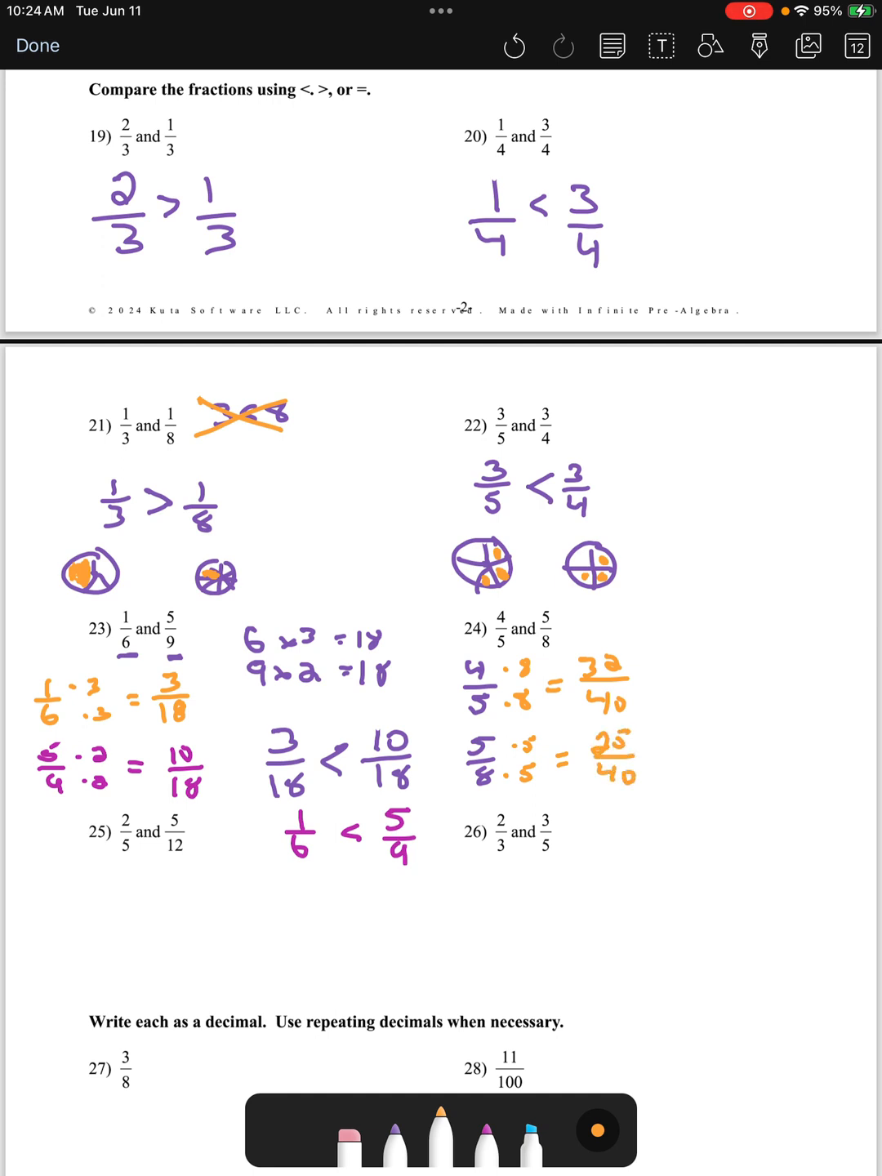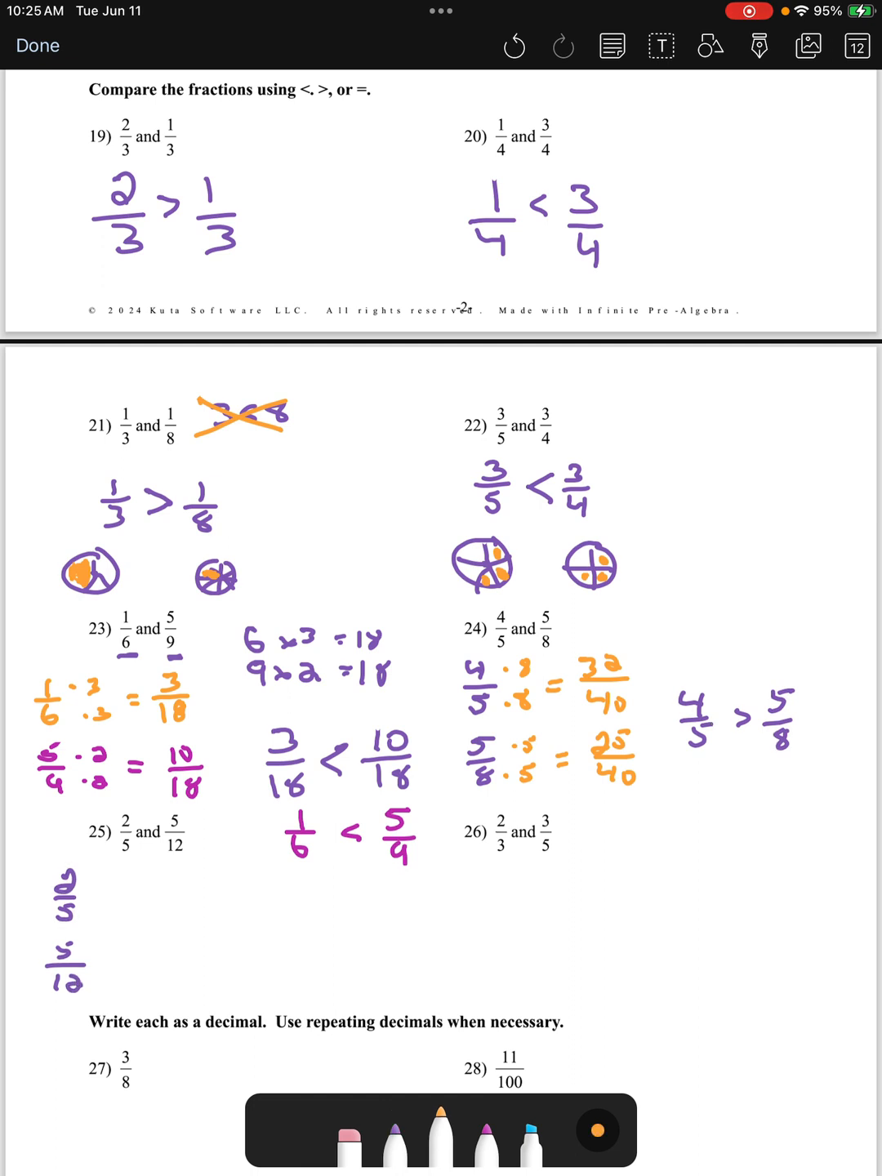And our 5/8, how does 8 become 40? It needs multiplied by 5. So we'll do that to our 5 as well. 5 times 5 is 25/40. We can clearly see our first fraction is larger. 32 is more than 25. That means 4/5 is greater than 5/8.